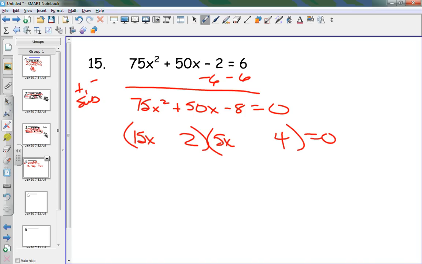I need inner to give me a 10x, outer gives me a 60x. I need them to subtract to give me a positive 50. Which one has to be positive? The 60 is positive, 10 is negative, to give me the 50x. So how did I get to 60? Negative on the 2 and then positive on the 4. Positive goes with the 4, negative goes with the 2.